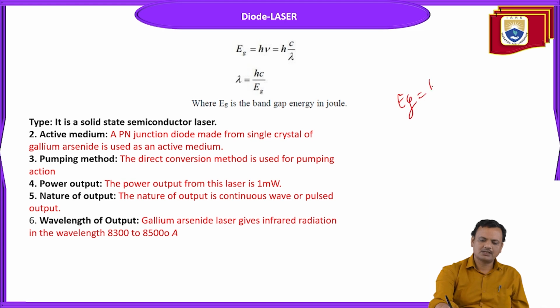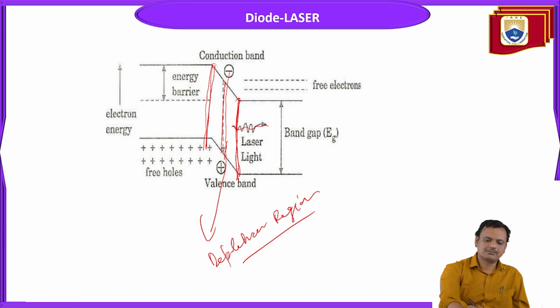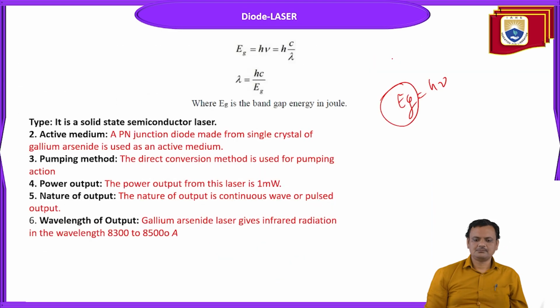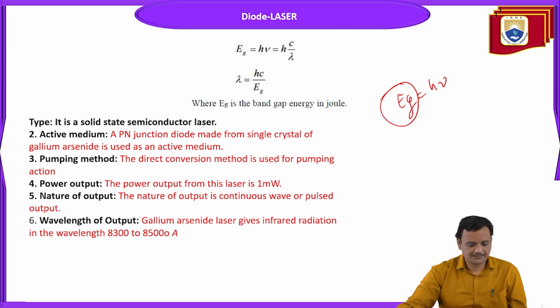Eg is equal to h nu, where Eg is the band gap. This band gap Eg is equal to h nu, and h nu is equal to hc by lambda, so lambda is equal to hc by Eg. Okay, so this is the formula, lambda equals hc upon Eg. So it is the solid state semiconductor laser. This laser is characterized as a solid state laser.